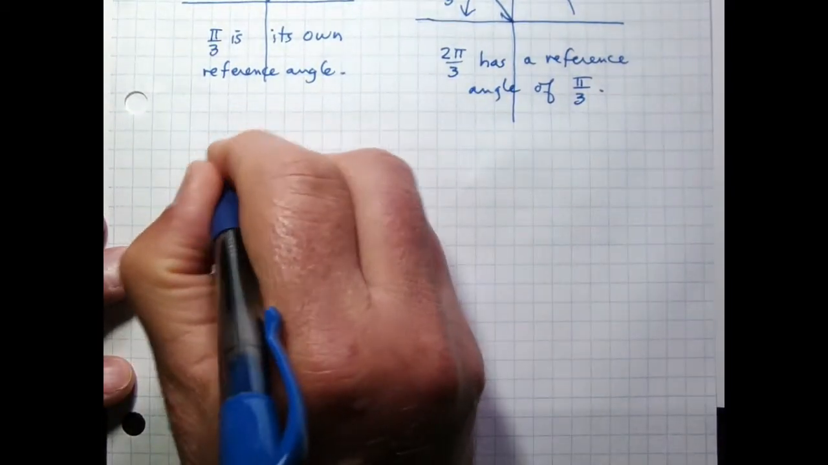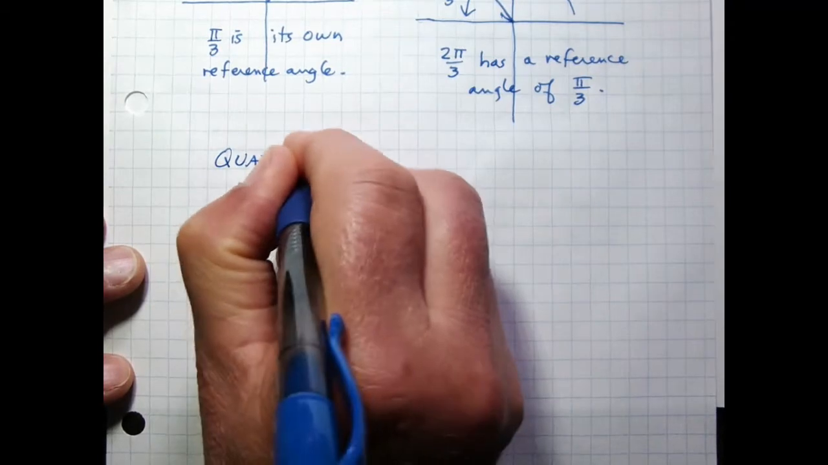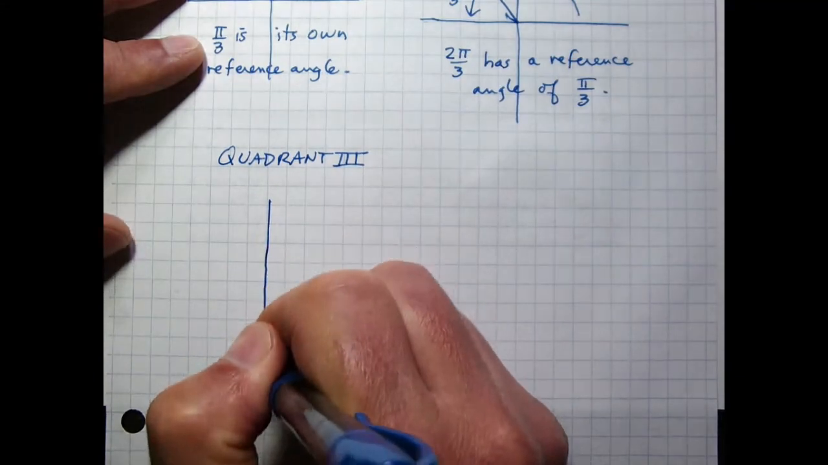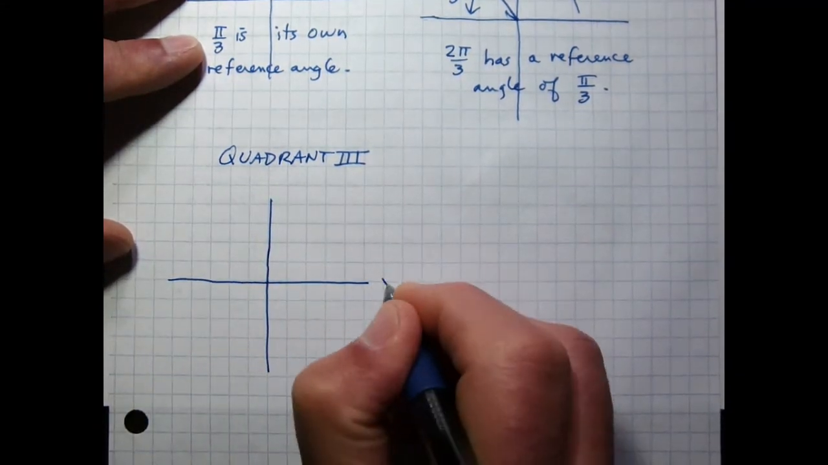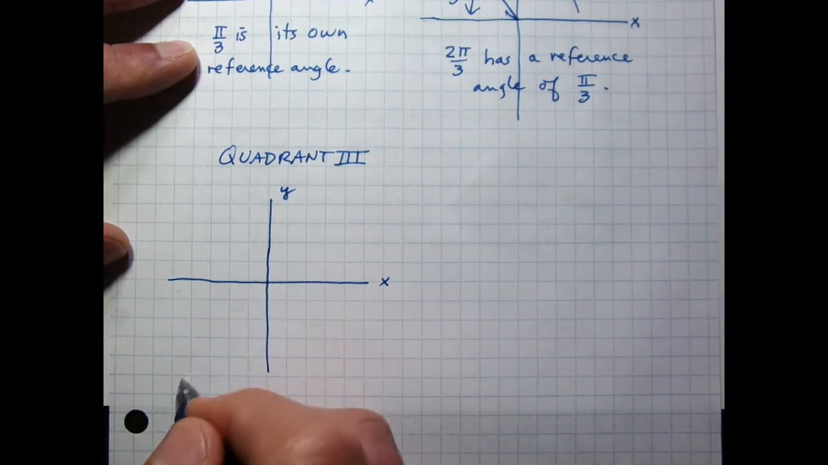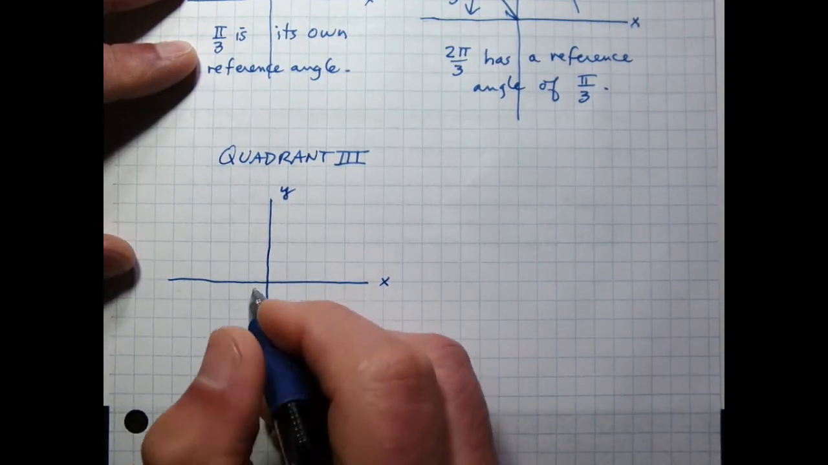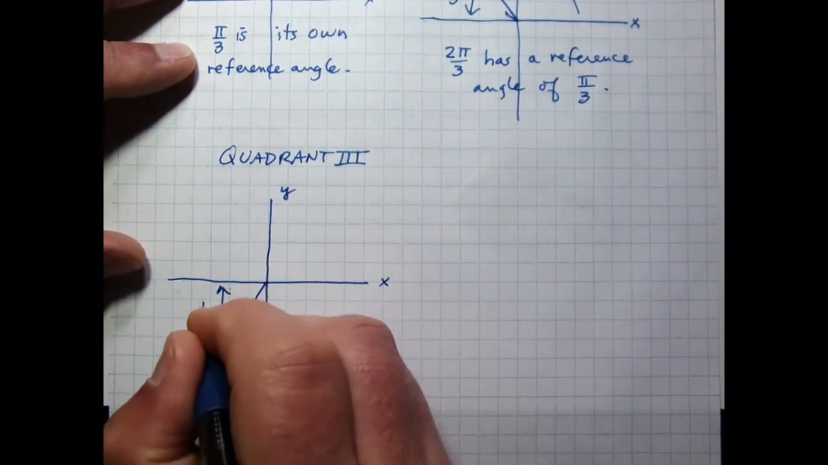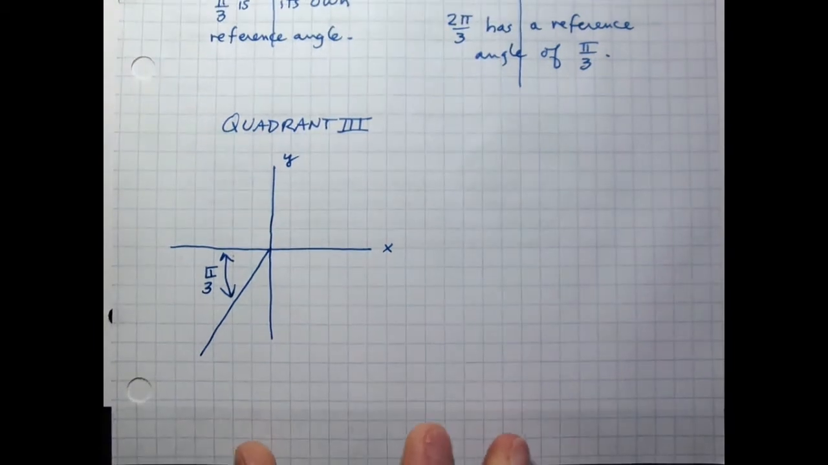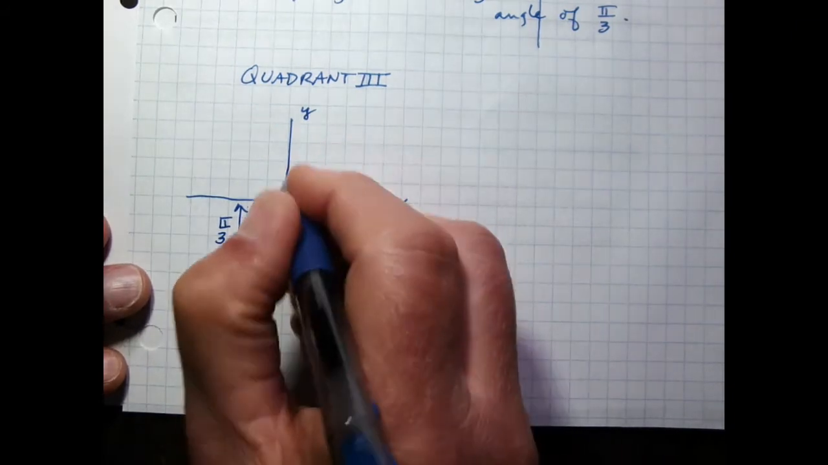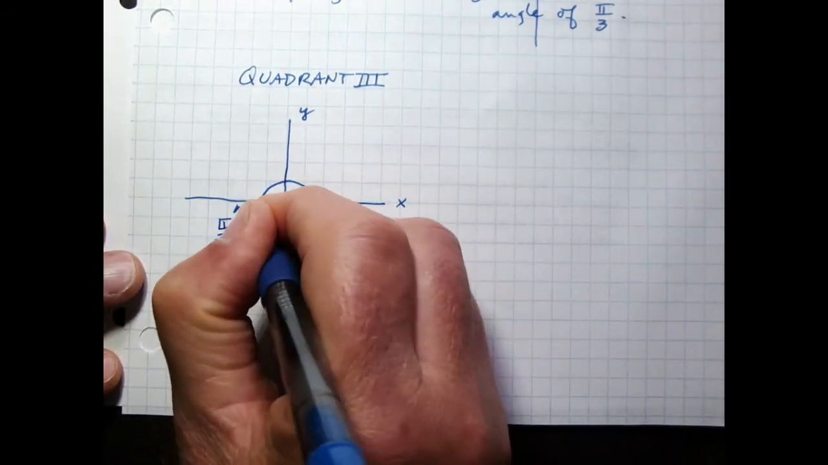Let's go to quadrant 3. I haven't been writing my x and y. I guess I should label x and y on my axes here. We're in a coordinate system. So I want a terminal side in quadrant 3. My reference angle is pi over 3, so I'm going to have pi over 3 in that position, not in standard position. And what we want to describe is this angle.